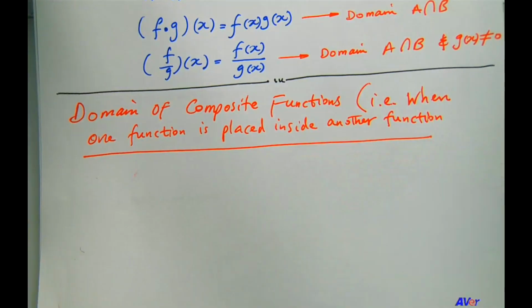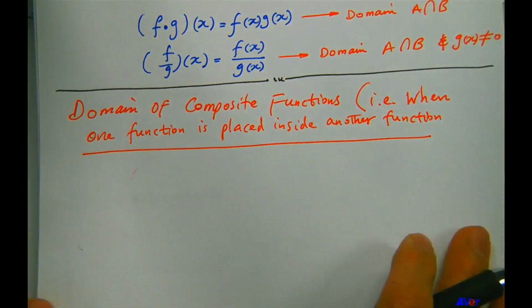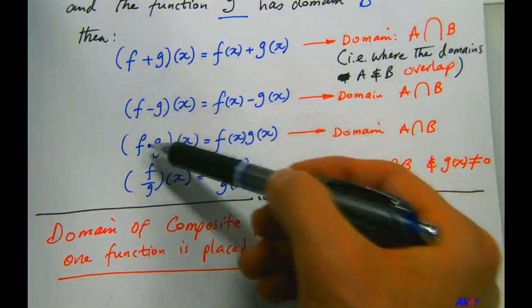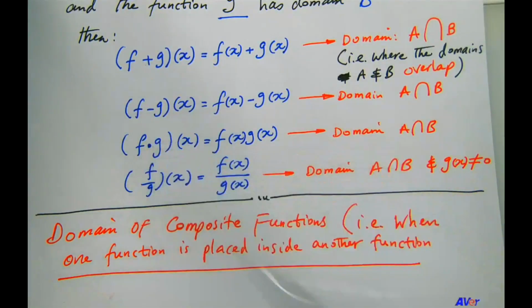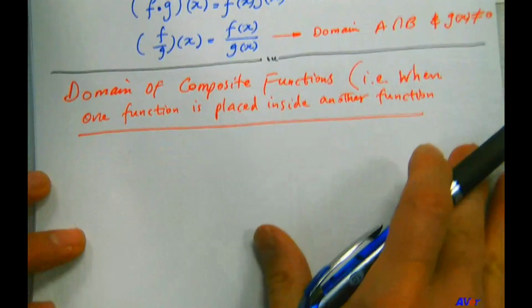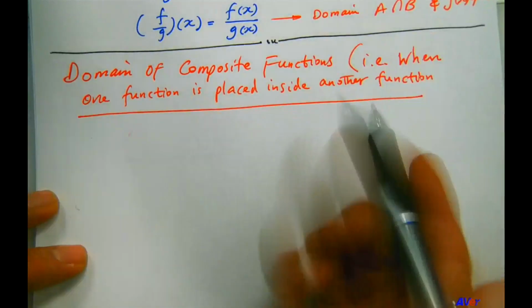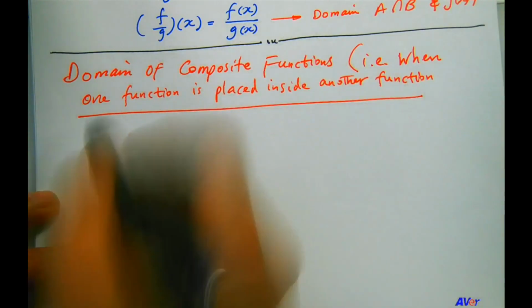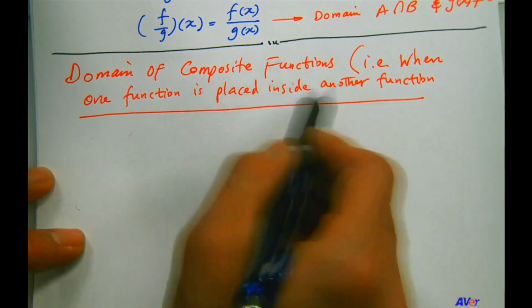I think at this point I should say something about the notation for composite functions too. Notice the combined function has to do with the operations involving functions. Combined functions, we talked about adding, subtracting, multiplying, and dividing functions, right? That's combining functions. The composite function, or composition of functions, has nothing to do with that. It has to do with one function being placed inside another function. So there is a notation associated with that.